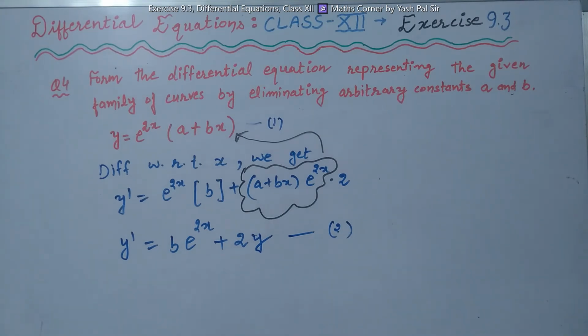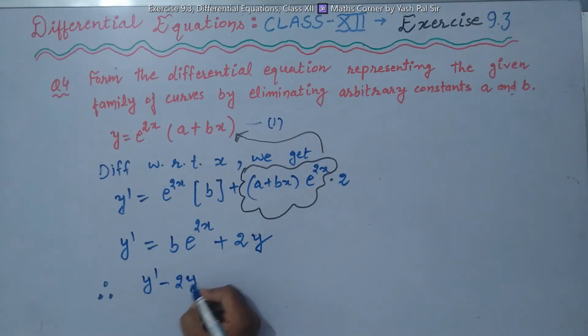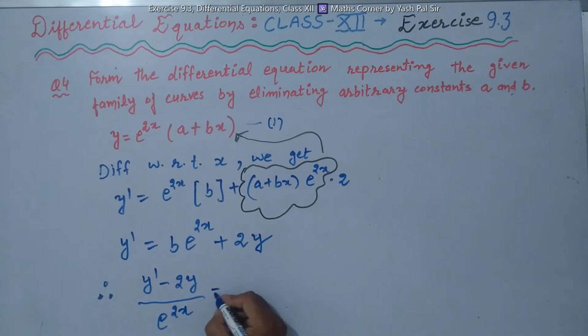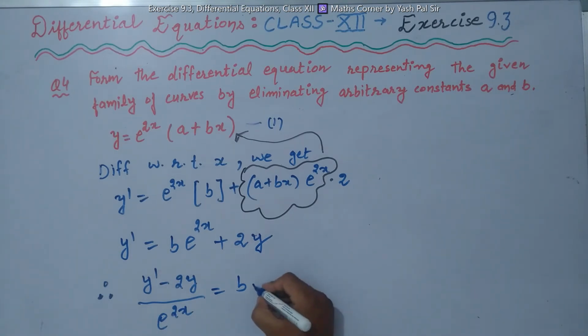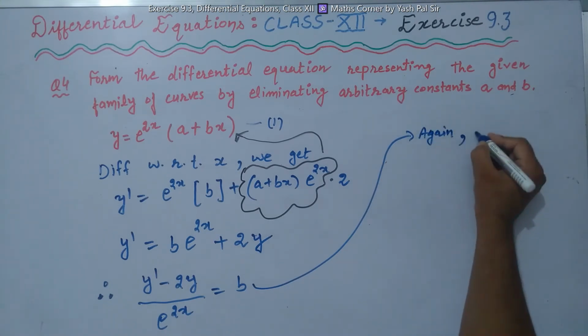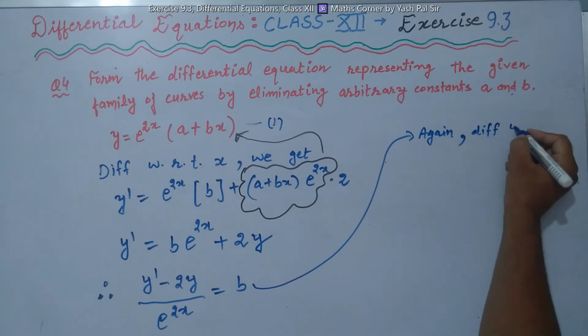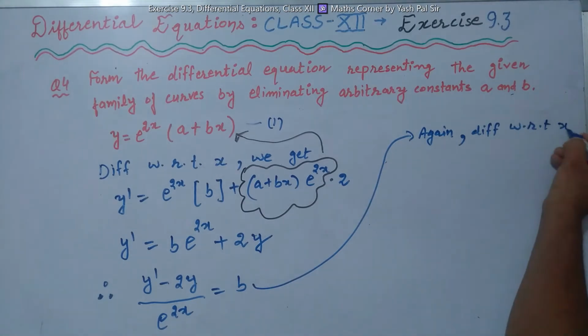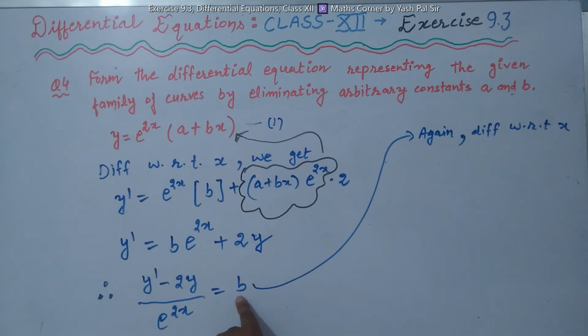Now again, what we can say, before saying this equation number 2, we can say y dash minus 2y upon e raised to power 2x is equal to b. So this way right hand side becomes purely constant. Now here again differentiating with respect to x, because right hand side is purely constant, so the derivative will be equal to 0.